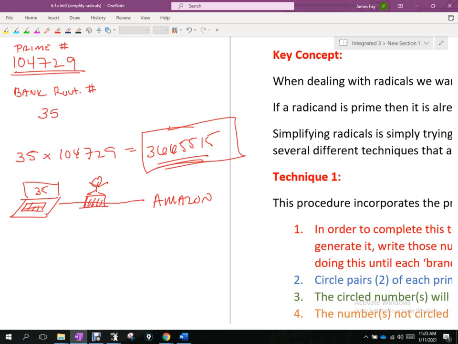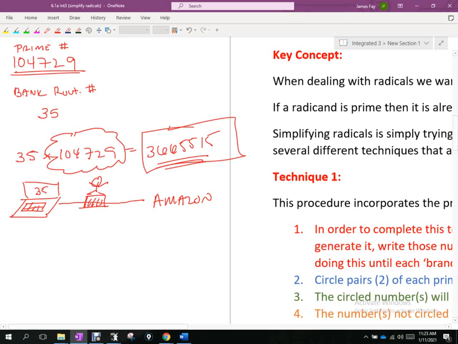Not square root, close. What do we do to create that number? We multiplied, right? So how would I undo that? Divide. But the only way that they can divide and get 35 is if they know the prime number that I use to multiply to get that number, right?